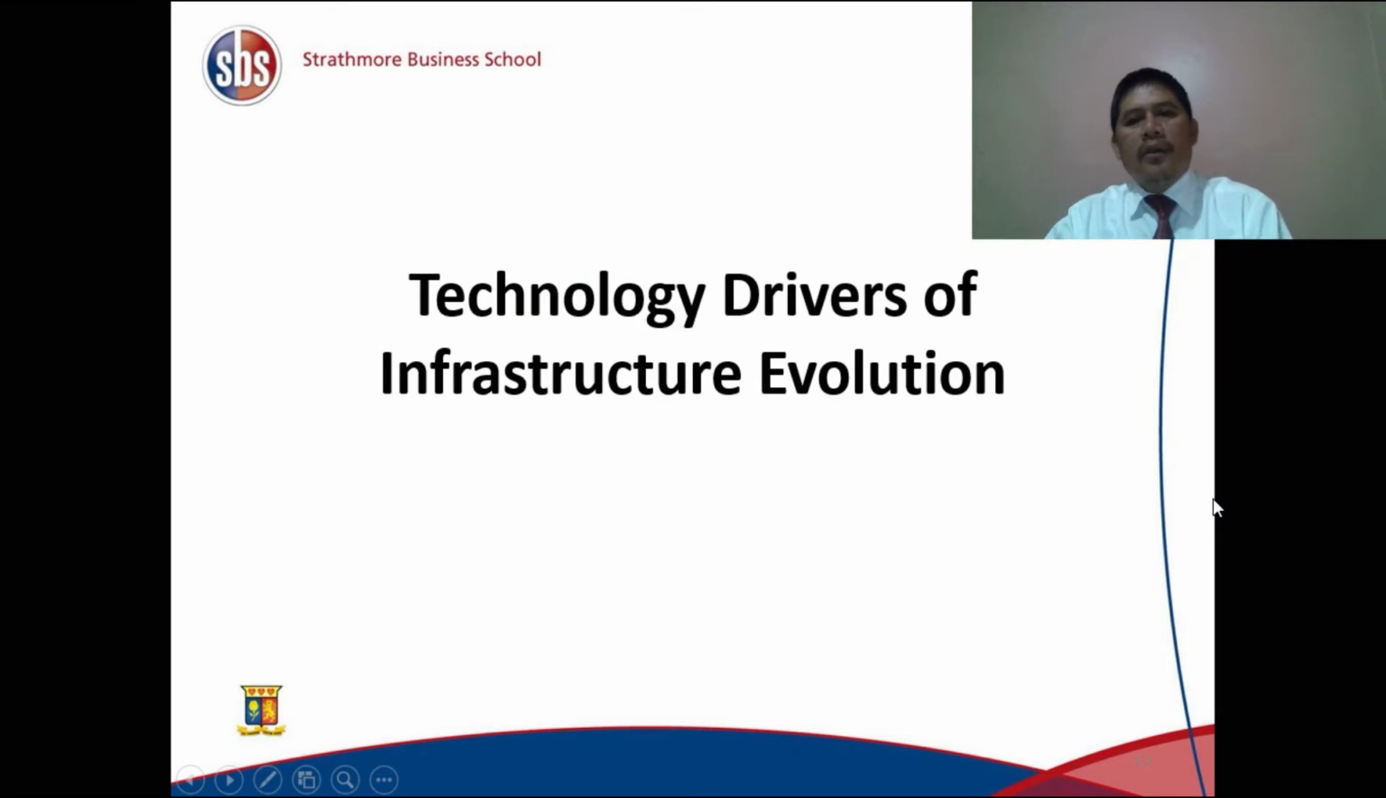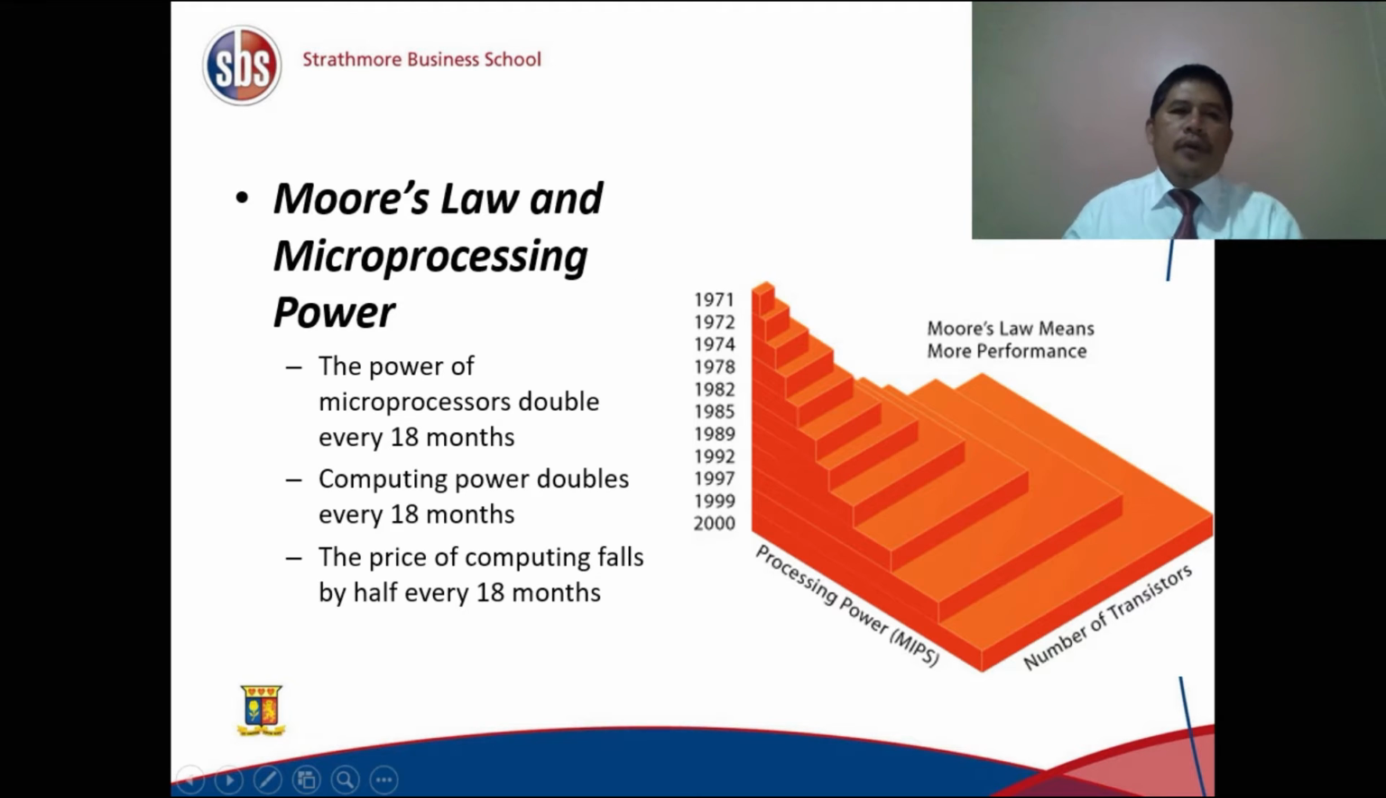So what are the different technology drivers of infrastructure evolution? The first is, of course, as we have already discussed, Moore's law and microprocessing power. According to this law, the power of microprocessors doubled every 18 months, or it could be even shorter today. And then computing power doubles every 18 months as well. So the price of computing falls by half every 18 months.